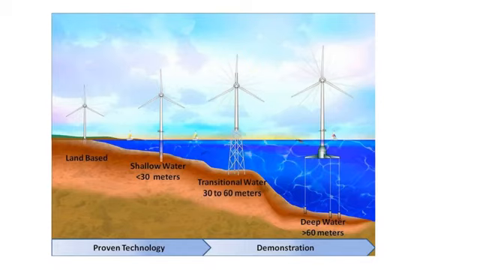Here are some models of wind turbines, onshore as well as offshore wind energy farms. The land-based and shallow water wind turbines up to 30 meters depth are a proven technology and have been harvesting energy. On the other hand, the transitional waters up to the depth of 30 to 60 meters offshore and deep waters more than 60 meters are still under demonstration and research.